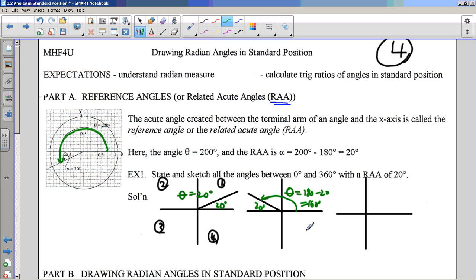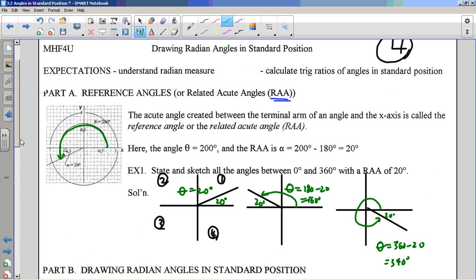And similarly, this one is in the fourth quadrant. This is 20. And my angle is almost all the way around. Theta is 360 subtract the related acute angle of 20, which is 340. Well, dandy.